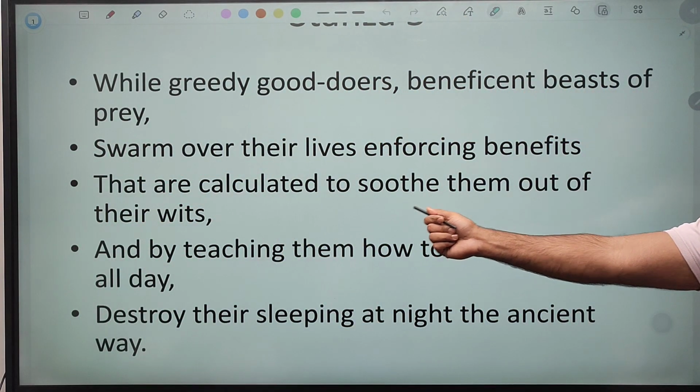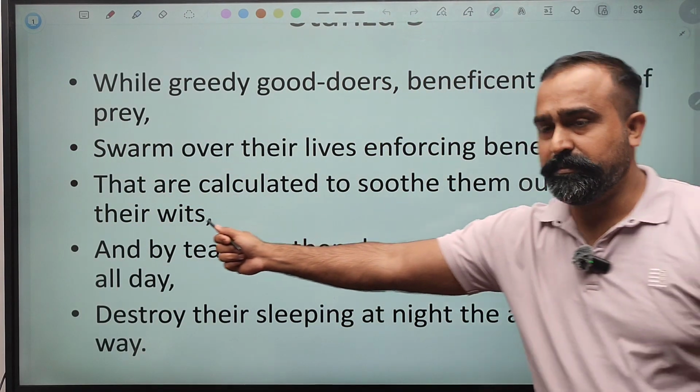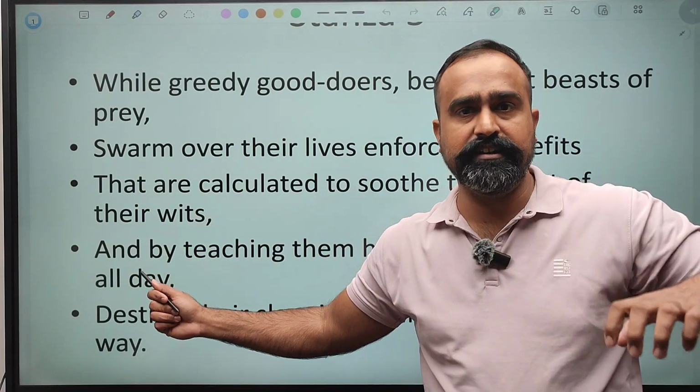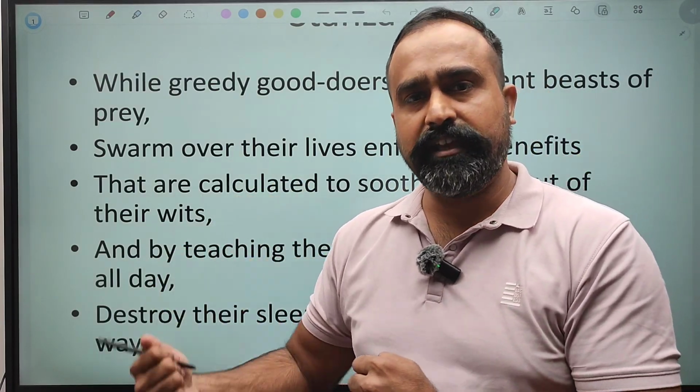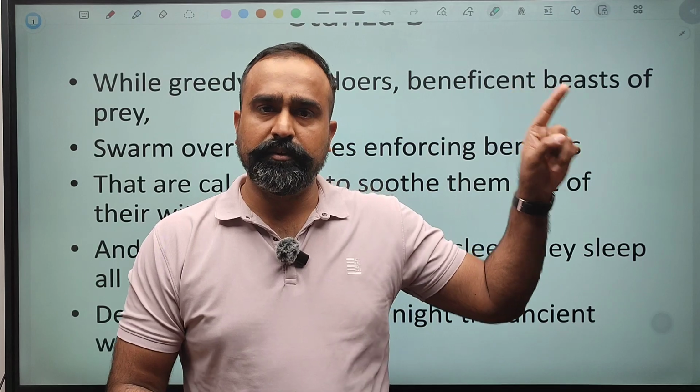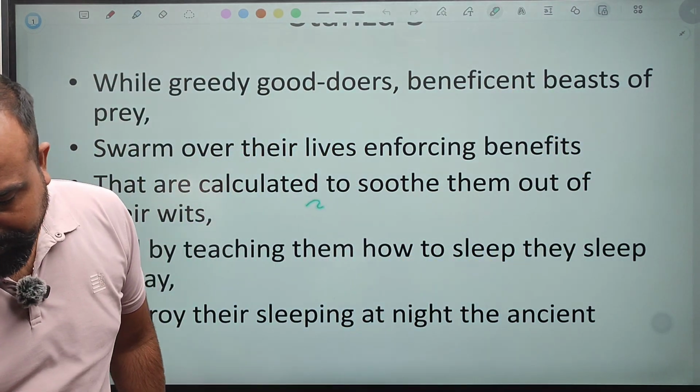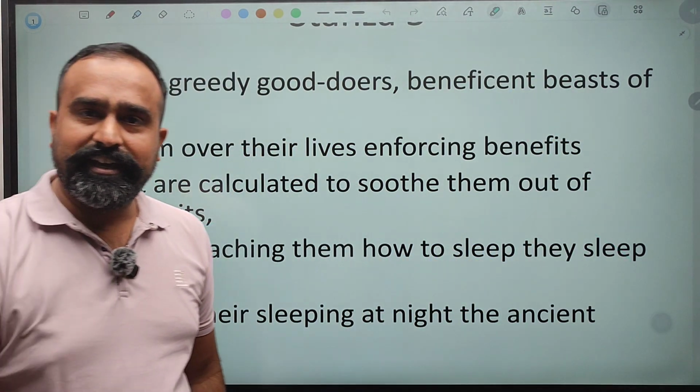कैसी promises करते हैं वो? जिससे कि वो उन्हें उनके wits मतलब उनकी thinking capability से बाहर निकाल सके and for some time make them think that yes, they are going to do something good for us. And by teaching them how to sleep, they sleep all day.